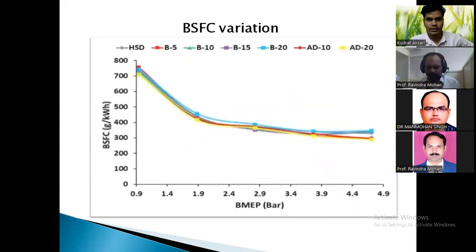Now we'll talk about brake specific fuel consumption variations. The x-axis shows the BMEP pressure and the y-axis shows the BSFC, brake specific fuel consumption. When the pressure was 0.9, almost everyone had the same fuel consumption rate, but when the pressure increases, we can clearly see the lowest fuel consumption rate for the 80-20% blend of motor diesel, shown in yellow color.